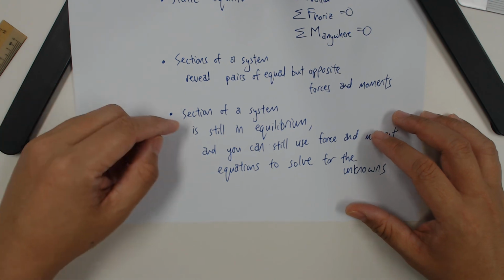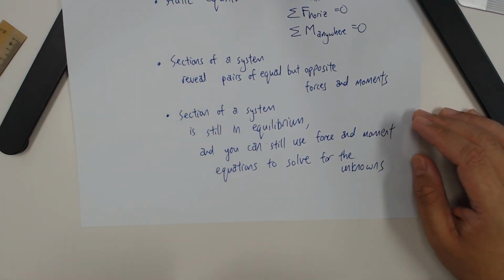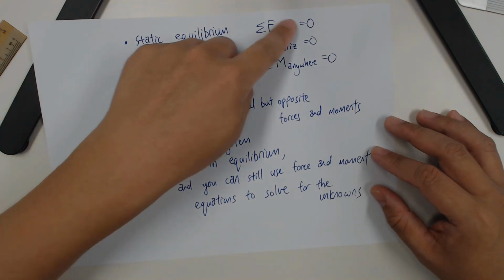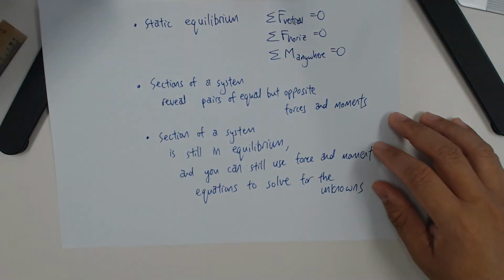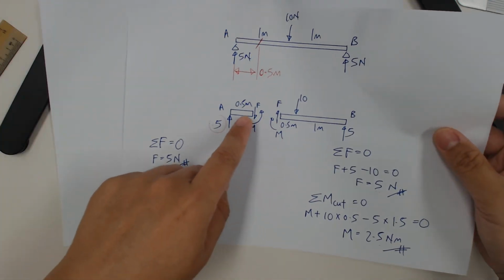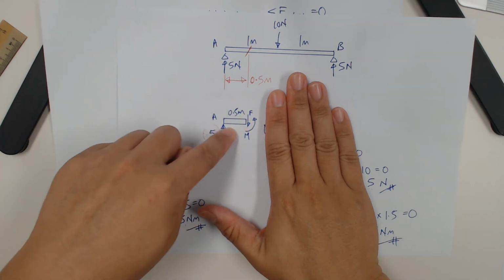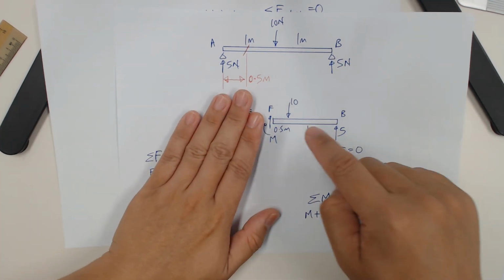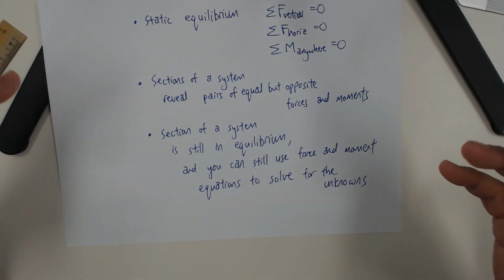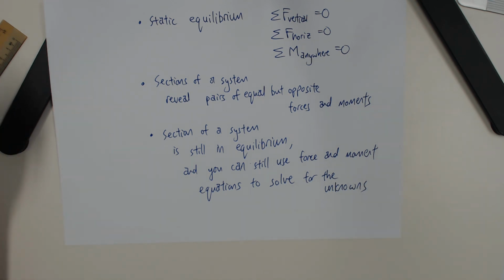And the section of the system is still in equilibrium, like I say, and you can always apply these equations onto one section. You can always apply the sum of forces equals 0 and sum of moments equals 0 for each of the individual sections. So this is what I'm trying to explain to you, to show you the meaning of static equilibrium.